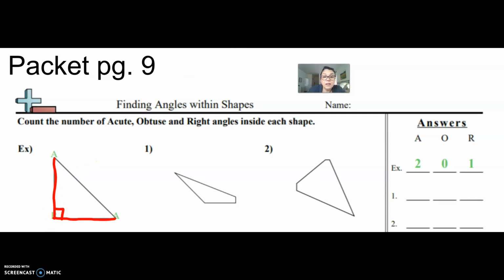Now when I look at the other vertices, one here, and I look at these 2 sides and think, what kind of angle does that make? That's an acute angle. Over here, that's another acute angle. So I record 2 acute angles, 0 obtuse angles, and 1 right angle.